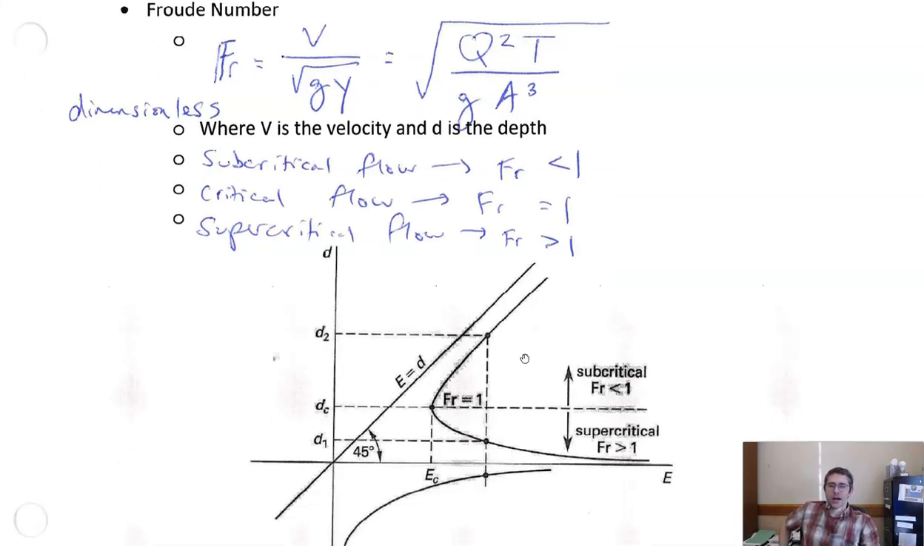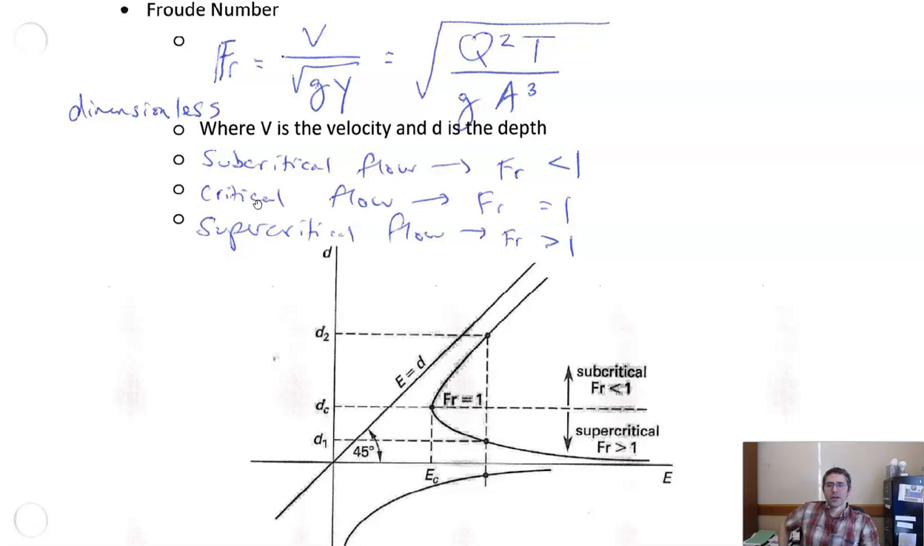You can see here on the diagram, if our Froude number is less than 1, we're going to be in subcritical flow up here, right? Our velocity is low at subcritical flow. Our depth is high, so this thing gets low. Froude number is less than 1. If our Froude number is greater than 1, i.e. velocity is high, depth is low, then we're going to be down in this range, in the supercritical flow range.